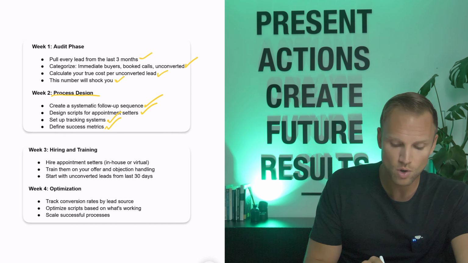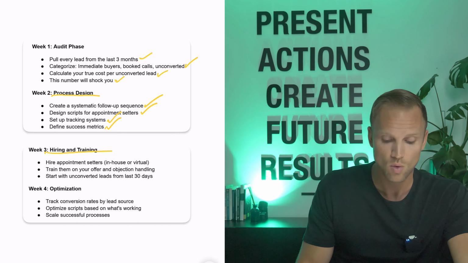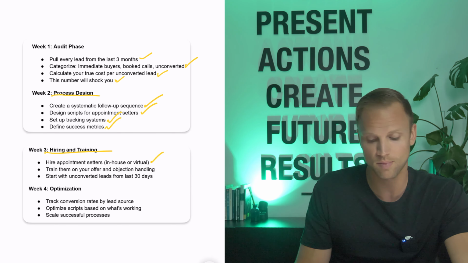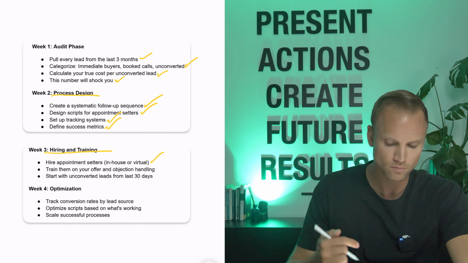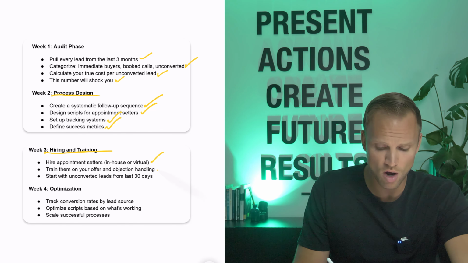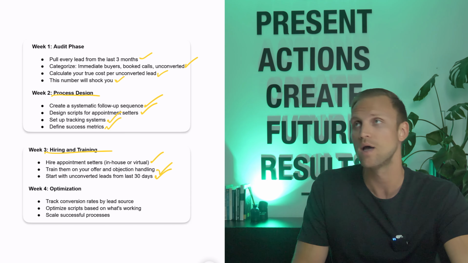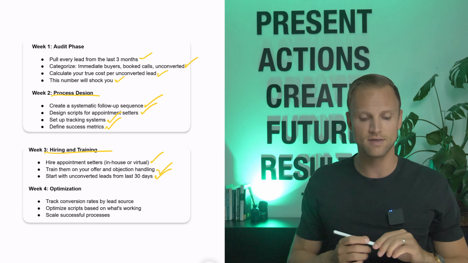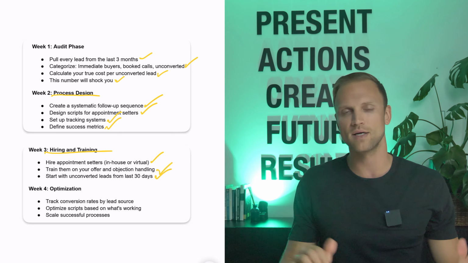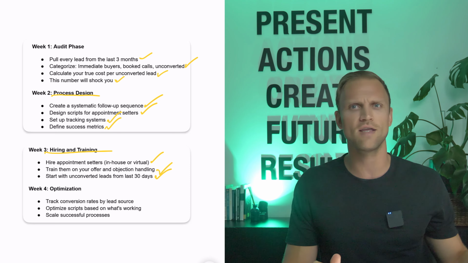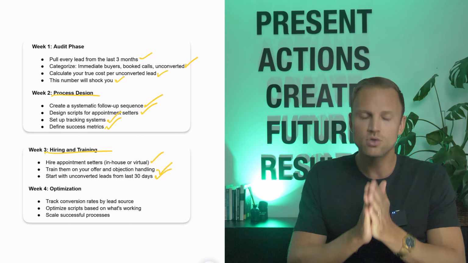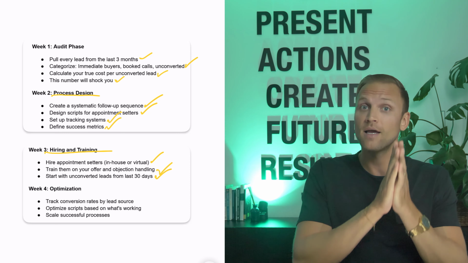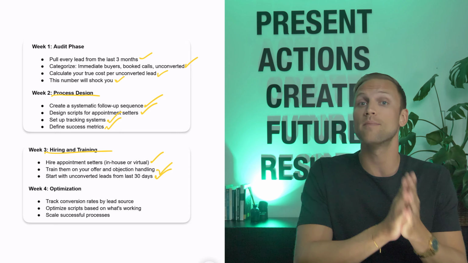Then in week 3, we're going to go through the hiring and training phase, where you're going to hire your appointment setters, which are going to be in-house or virtual. Generally, remote setters are going to be the way to go here. Then specifically, you're going to train them on your offer and objection handling, and start with unconverted leads from the last 30 days. Again, if you have a pool of leads, and I see founders do this all the time where they hire setters and they say, well, we have 5,000 or 10,000 leads sitting in our CRM. Yes, that is perfectly fine, but your setter should always be trained on getting to leads that are hot first, right?